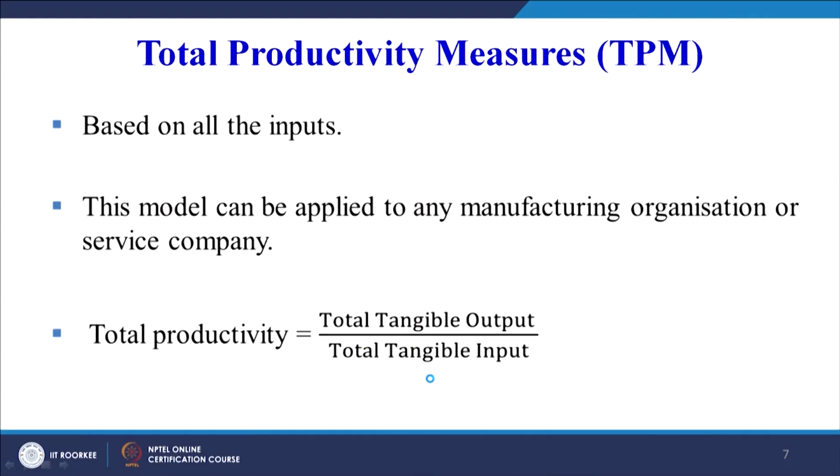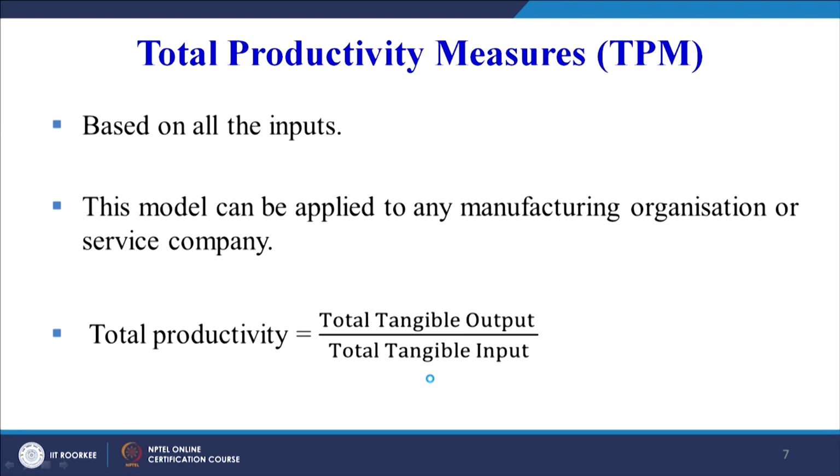So these are examples of single factor, or we can say partial productivity measures, in which only one factor is taken as the input and is compared in context of the total output. Now total productivity measures are a slightly advanced version of partial productivity measures. So this is based on all the inputs. As the word total comes into the picture, it is based on all the inputs. So based on all inputs, this model can be applied to any manufacturing organization or service sector company.